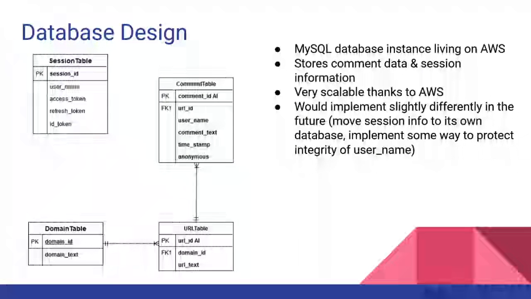All right, here's what the final design, or the current state of the database looks like. As you can see, there's 4 different tables. 3 of them are related to URL and domain data. And then we also store session information in the same database.